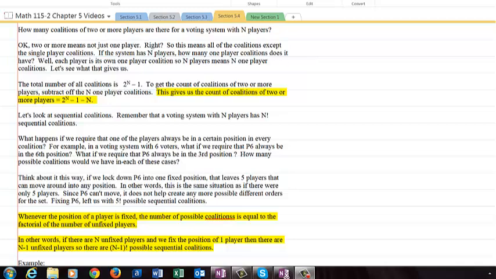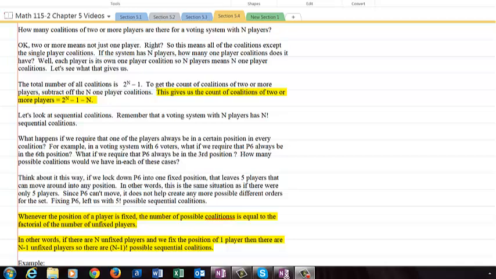Let's look at sequential coalitions. Remember that a voting system with n players has n factorial sequential coalitions. What happens if we require that one of the players be in a certain position in every coalition? For example, in a voting system with 6 voters, what if we require that player 6 always be in the 6th position? What if we require that player 6 always be in the 3rd position? How many possible coalitions would we have in each of these cases?